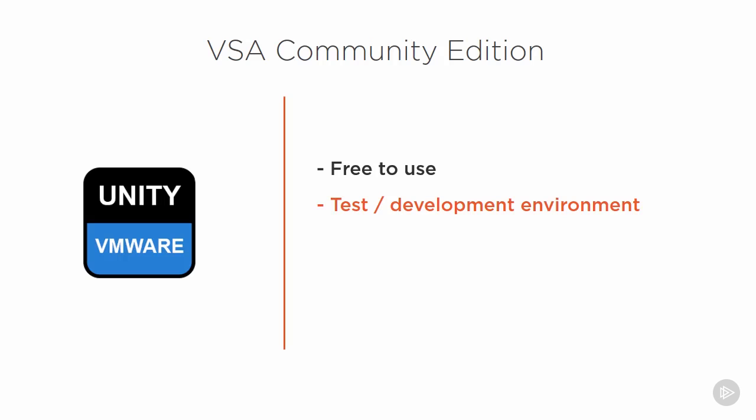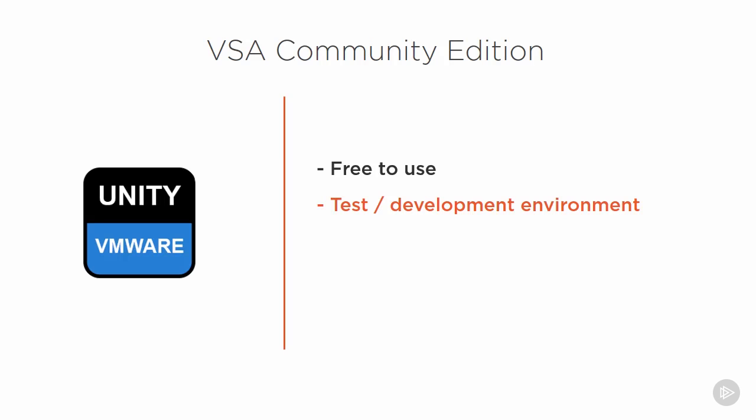Another great function of the Unity VSA Community Edition is that you can deploy this as part of a pod. So if you have a test dev environment where your application stack is made up of multiple servers, and you want to have a self-contained storage that goes with it, you could deploy the Community Edition into that environment. It can be part of a single pod type of configuration. Makes it easier to deploy a whole environment in one shot.